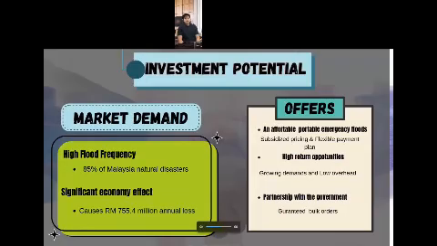So our investment potential will be through the high flood frequencies. Studies show that over the past years, 85% of Malaysian natural disasters are caused by floods. Other than that, the significant economic effects that flash floods have on Malaysia give us roughly 755.4 million in annual loss.